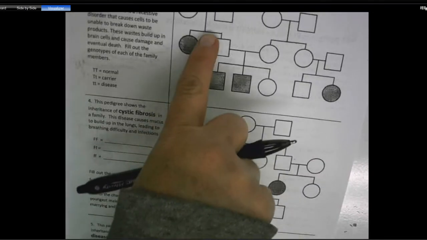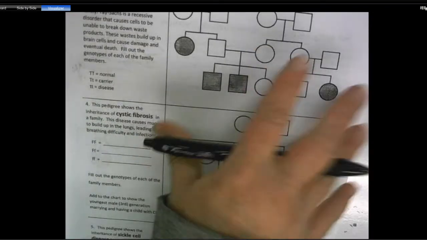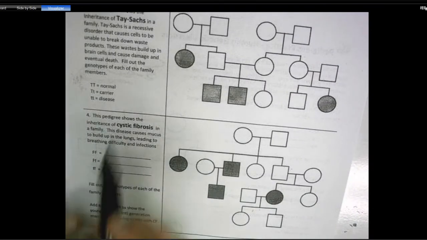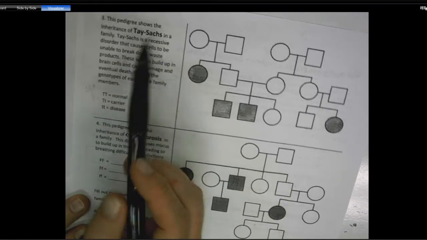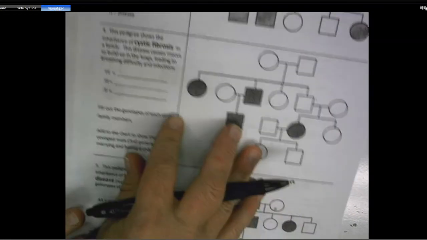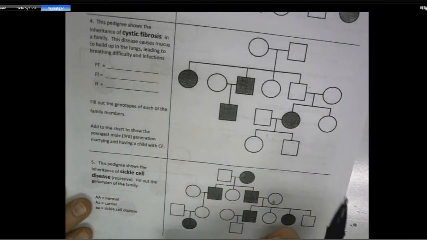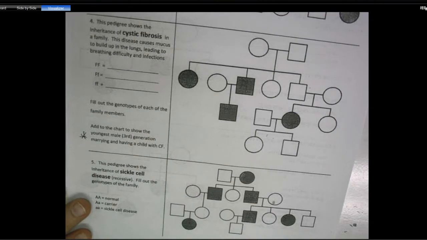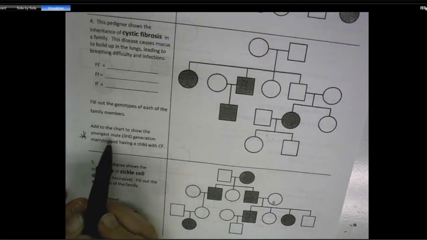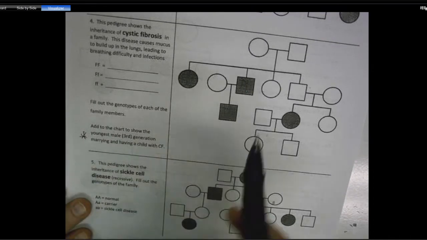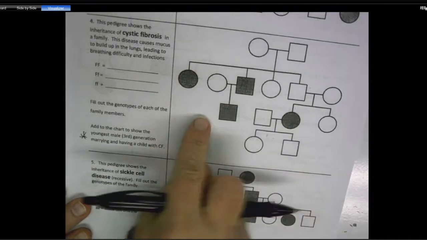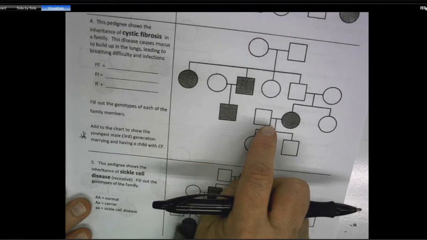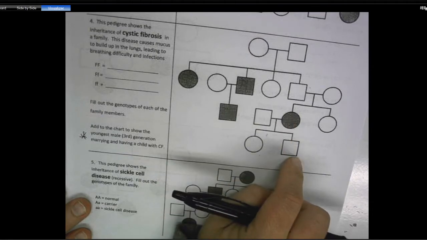And you're going to do all of these. You're going to fill out their genotypes based on what they gave you here for Tay-Sachs disease. Here you're going to study cystic fibrosis, okay? And remember, in some of these, they're going to have you add to the chart, and I'll show you in a minute. It says add to the chart to show the youngest male in the 3rd generation. So 1, 2, 3, the youngest male in the 3rd generation, marrying and having a child with cystic fibrosis.